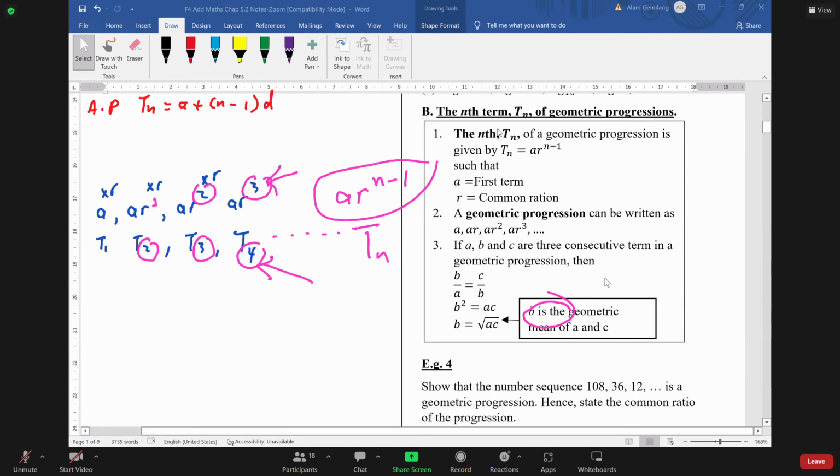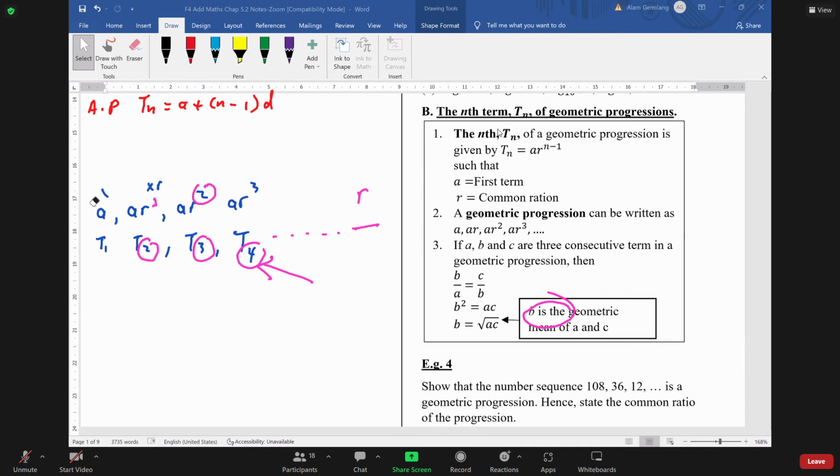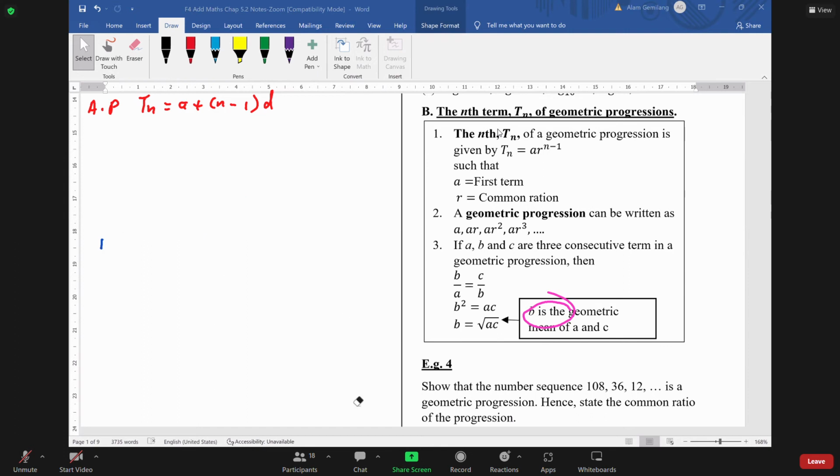Okay. Also, if you want to prove it, earlier we said for AP, let's say this is A, this is A plus D, and this one is A plus 2D.